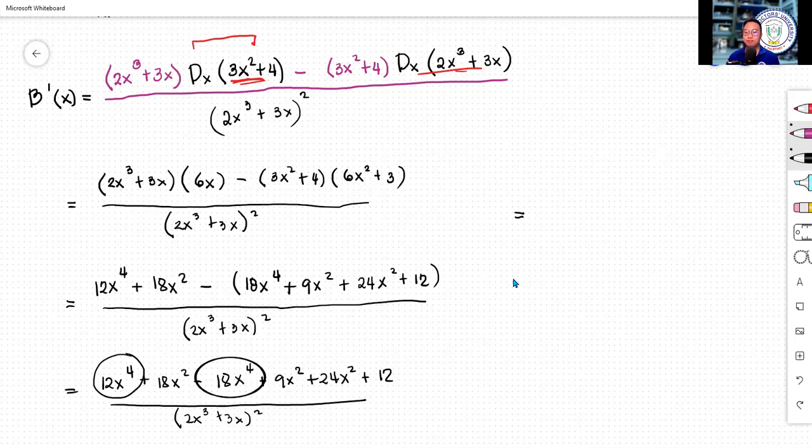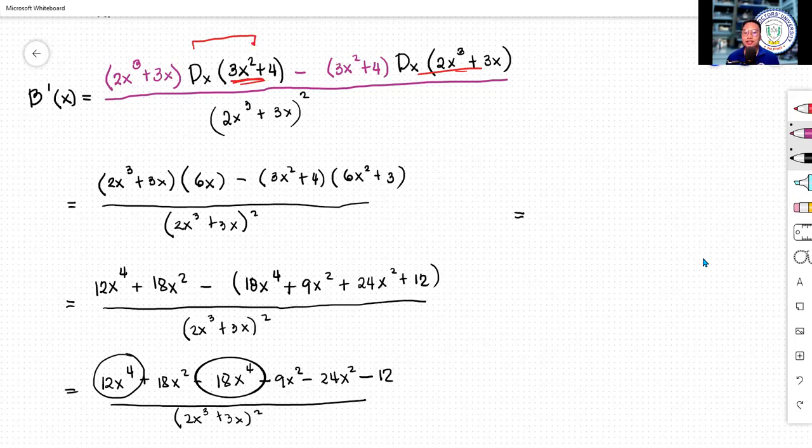Sir, I have a question. Yes, go. The negative sign is not distributed to the parentheses. So, for example, negative 18x, negative 9x, negative 24x, and negative 12. Good catch. Thank you. It should be fixed.